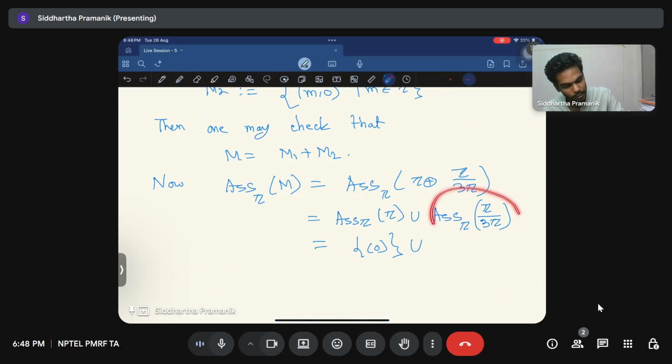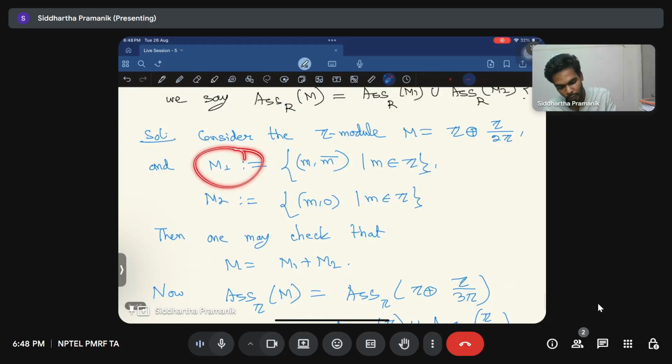And for Z mod 2Z, we again need to see the primary decomposition of the ideal 2Z. But 2Z is itself a prime ideal. So its associated prime is 2Z itself. So the associated primes of M are 0 and 2Z. So we have found the associated primes of the module M. Now we need to see the associated primes of M1 and M2.